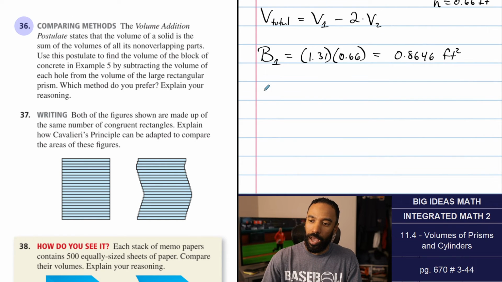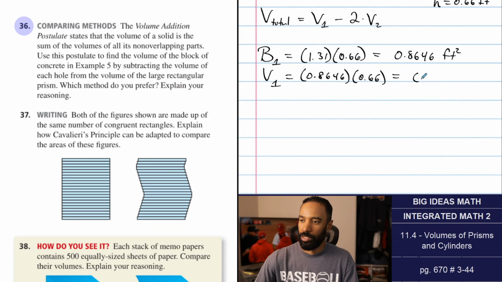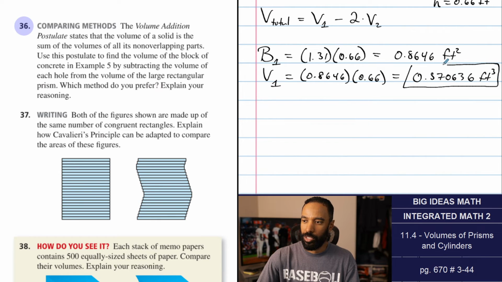So the volume of object 1 is area of base times height, which is exactly, and this is exact, 0.570636 cubic feet. Okay, there's object 1.